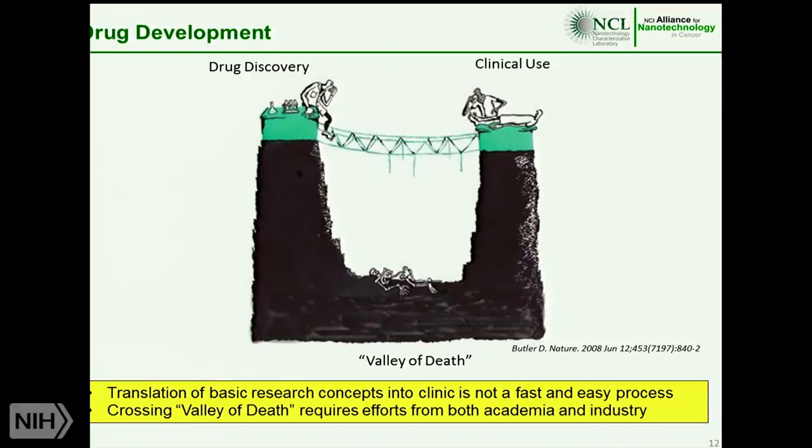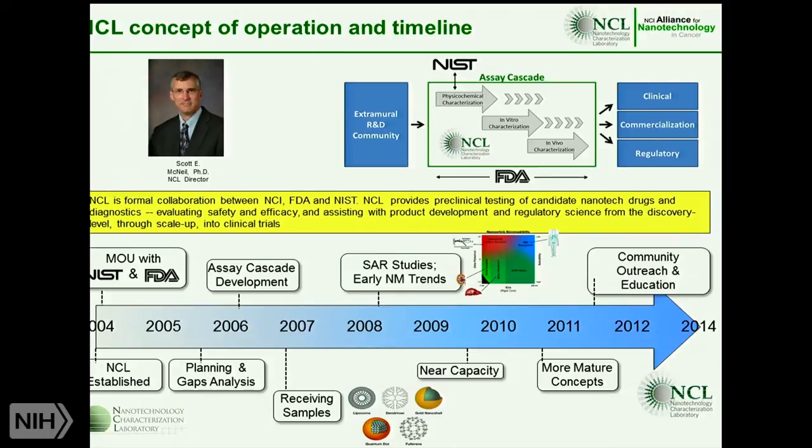And for emerging technologies such as nanotechnology, there is a wonderful place for the government to help this transition. And one of such efforts is the Nanotechnology Characterization Lab, or NCL. Our lab was established back in 2004 under an interagency agreement between National Cancer Institute, National Institute of Standards and Technology, and United States Food and Drug Administration. And the laboratory was tasked with preclinical testing of nanotech drugs and diagnostics.